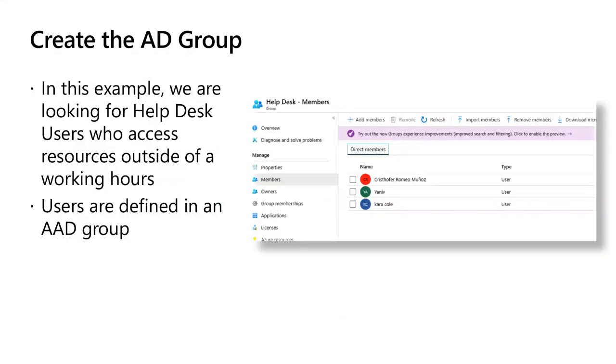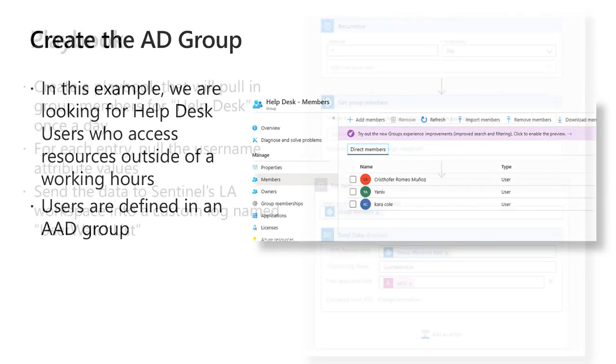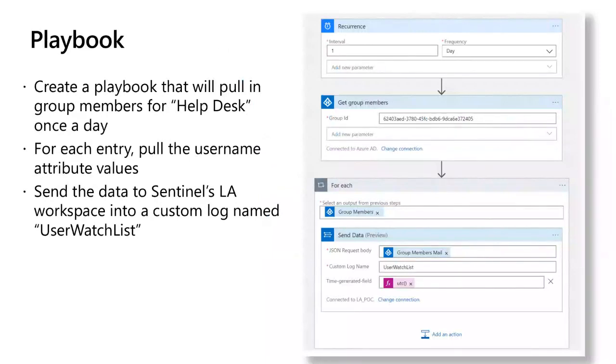So here is just a screenshot of our AD group. We have a help desk AD group with 3 members: Christopher, Yaniv, and Kara. And then we can actually start to see some results. So we have a playbook that we're going to create. And this playbook, again, is going to pull in the members from that AD group, and it's going to log everything. So every entry is going to be contained in this user watch list in Log Analytics.